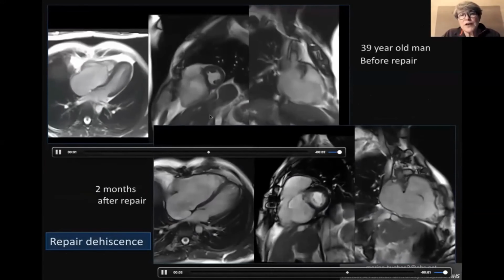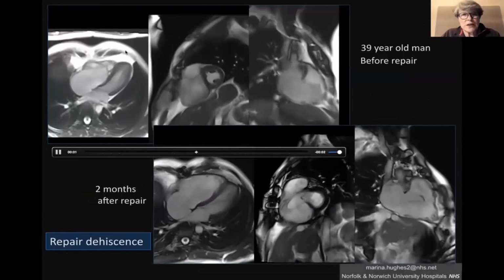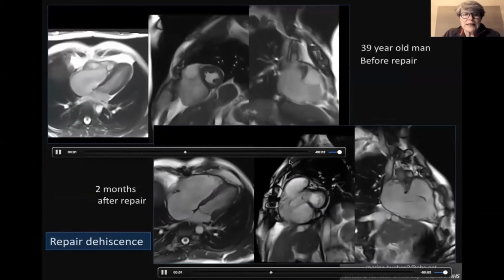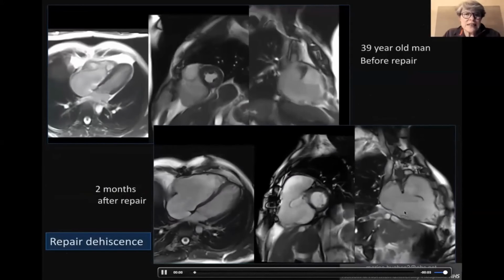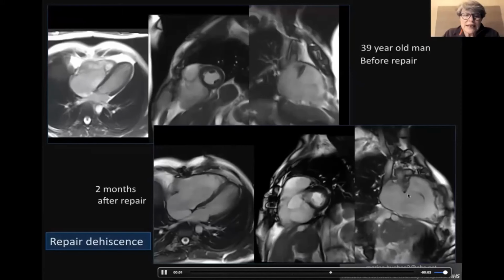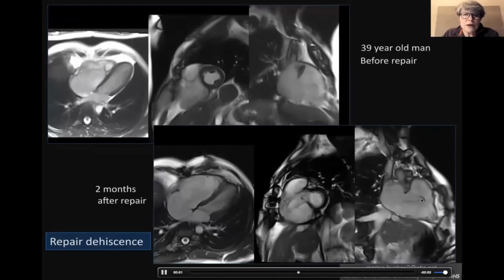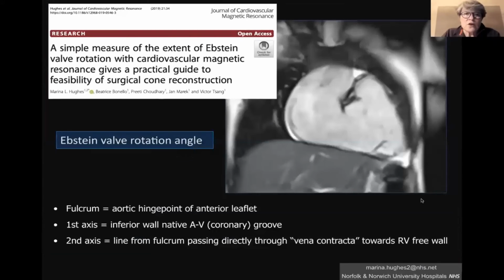So the preoperative images for this patient are shown in the superior panel. In the inferior panel, soon after repair of this valve, there was dehiscence of the inferior portion of the annuloplasty, even though the actual cone mechanism remained intact. So we attempted to develop a relatively simple and reproducible tool to try and select the best cases for cone reconstruction. And I think cardiac MRI helps with this enormously.